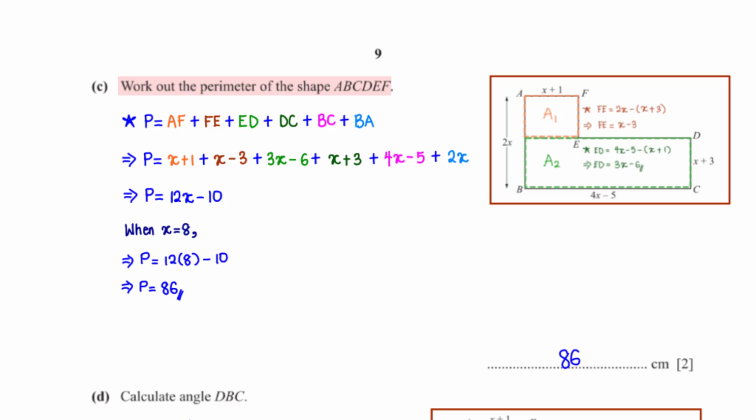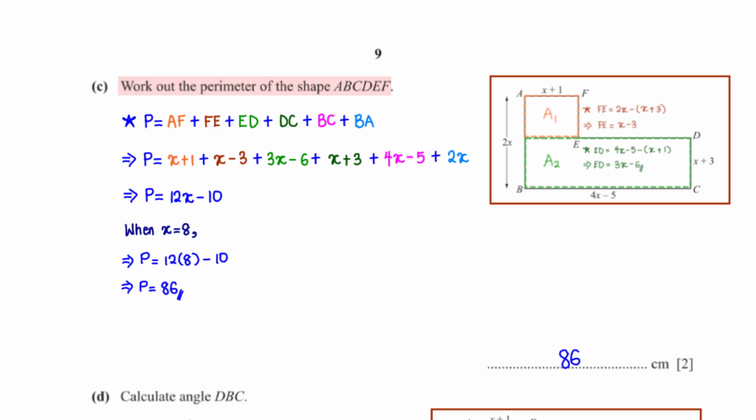Work out the perimeter of the shape ABCDEF. The perimeter is the distance round the shape of an object. So in this case, the perimeter is equal to AF plus FE plus ED plus DC plus BC plus BA. AF is x plus 1, FE is x minus 3, ED is 3x minus 6, DC is x plus 3, BC is 4x minus 5, and BA is 2x. When we simplify this expression by grouping like terms, we get 12x minus 10.